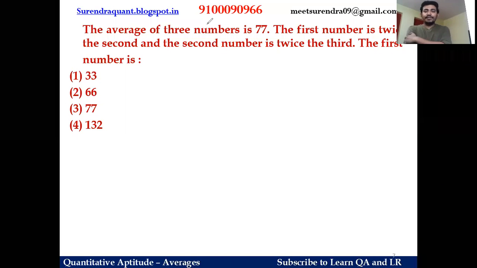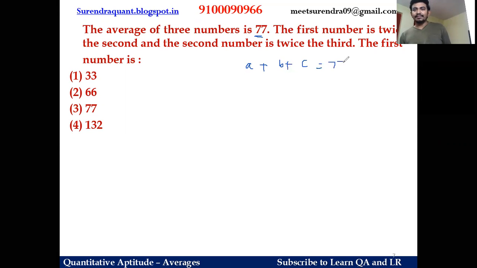The average of three numbers is 77. The first number is twice the second, and the second number is twice the third. What is the first number in this case? So friends, he mentioned that the average of three numbers is 77. Let us say the three numbers are A, B, C. The sum of these three numbers is 77 times 3. The moment you see the average of terms, you must write on paper the sum of the terms. That is how you can save time, friends.